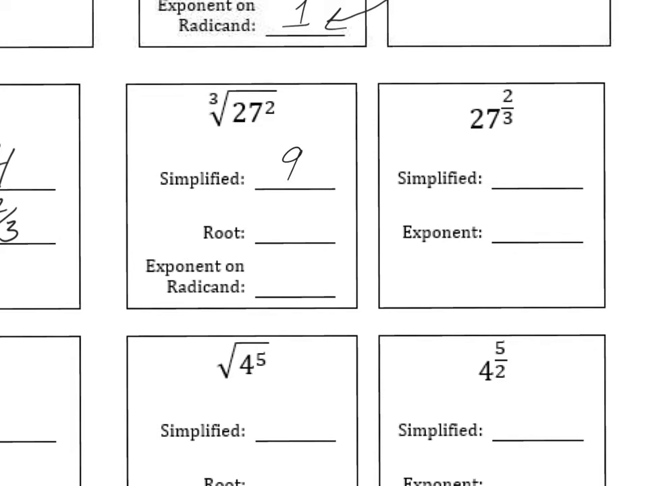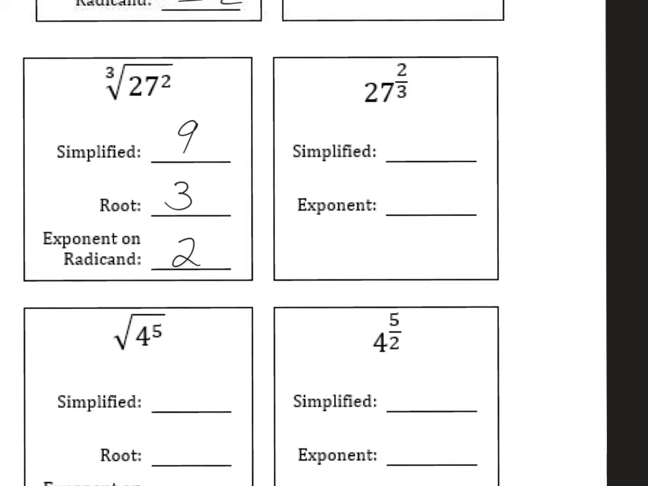The cube root of 27 squared is just 9. My root is what, 3 or 2? It should be 3. And my exponent is 2. For the other one, my simplified version is again just 9 because these are the same. My exponent is 2/3. So let's double check. The 2 went down to the bottom. The 3 went up to the top.